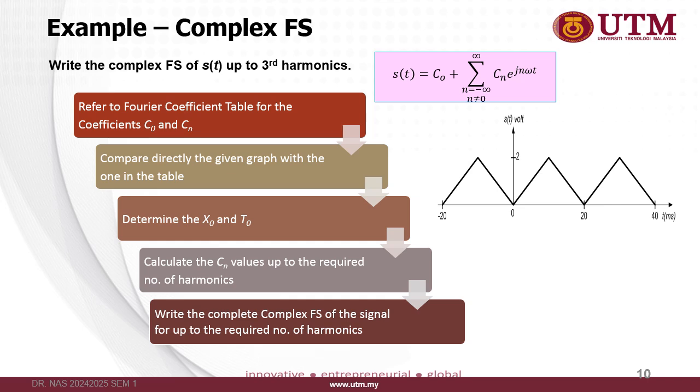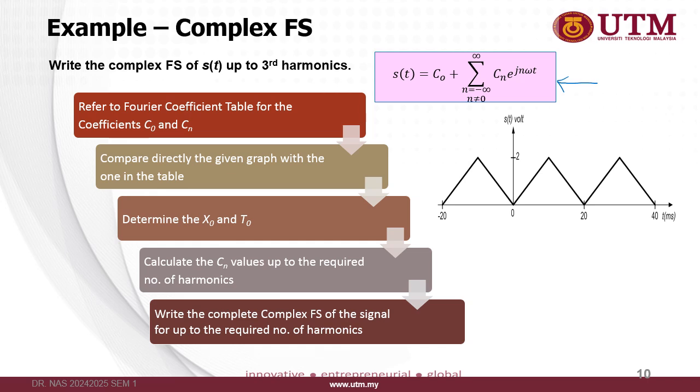Okay, so this is the step to derive or to write down the complex exponential Fourier series for the given signal. For example, you are given this particular signal, so you need to compare to the Fourier coefficient table what type of signal this is and what are the parameters or variables involved. So please take note of this equation. This is very important so that you can write down all the variables needed in your calculation.